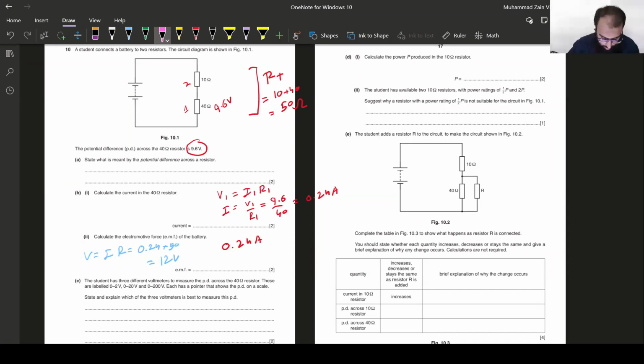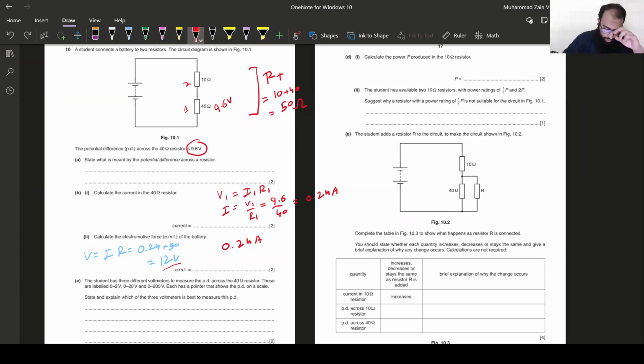So which one would be the best to measure a potential difference which is equal to 12 volts? The 0 till 2 volts voltmeter obviously cannot measure it because the voltage is greater than its maximum value. The two voltmeters which could actually give me an answer would be the 0 till 20 volt or the 0 till 200 volt one.